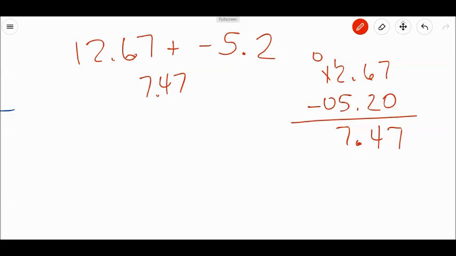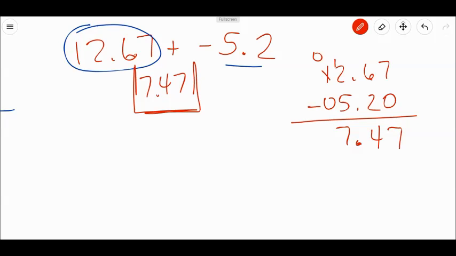And now we need to decide whether it should be positive or negative. So I'm going to look in the problem. I have a 12.67 and I have a 5.2. Well, I know 12.67 is bigger. That's positive in the problem, so my answer is going to be positive. So my final answer is just 7.47. Okay, let's try another one.